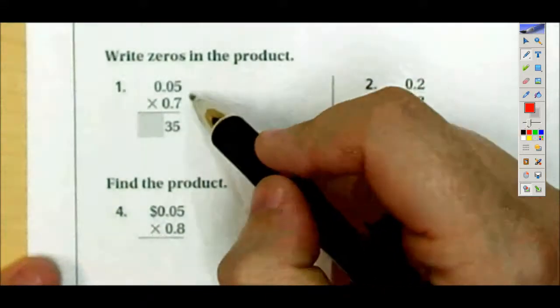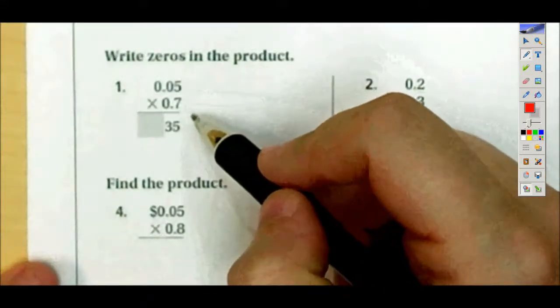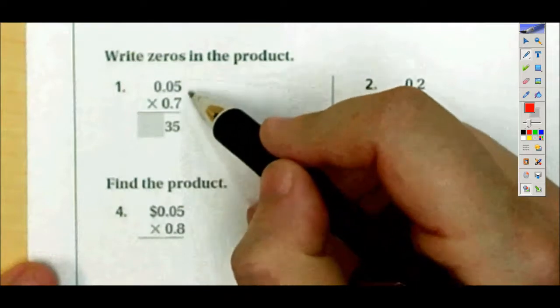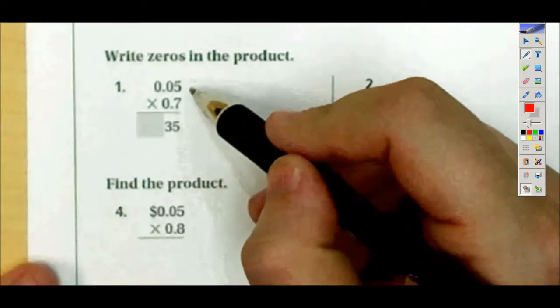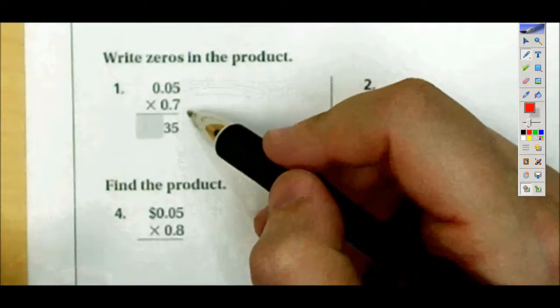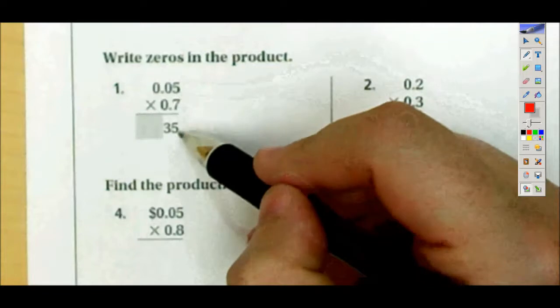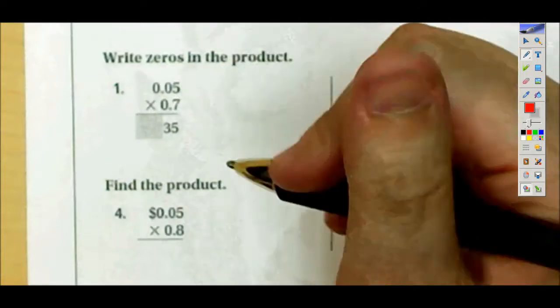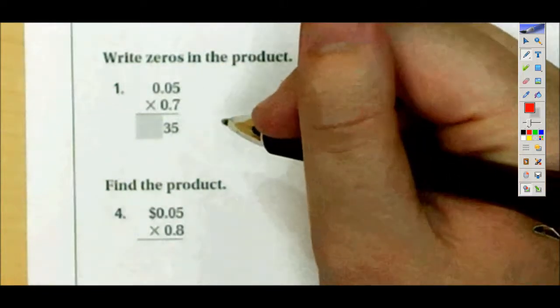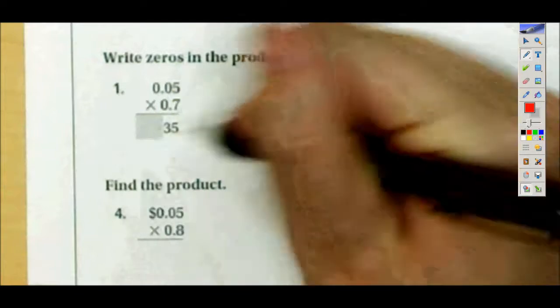Let's take 0.05 and 0.7. Now, the first thing we do in multiplying decimals is we pretend the decimals aren't there and just multiply the numbers as if they were whole numbers. And here, that would be 5 times 7, and they already did that for us. 5 times 7 is 35. Now we need to figure out where do we put the decimal?